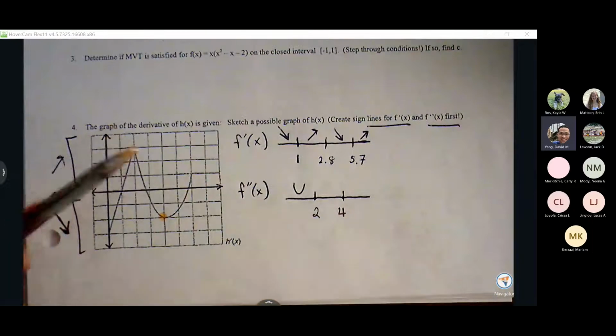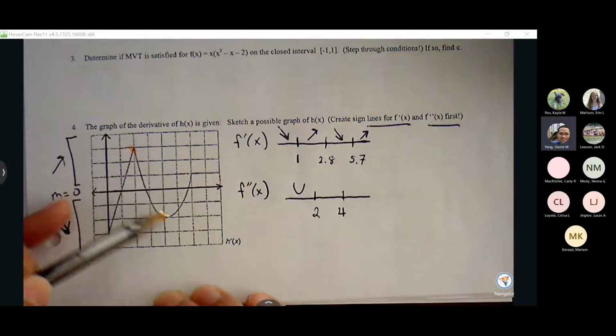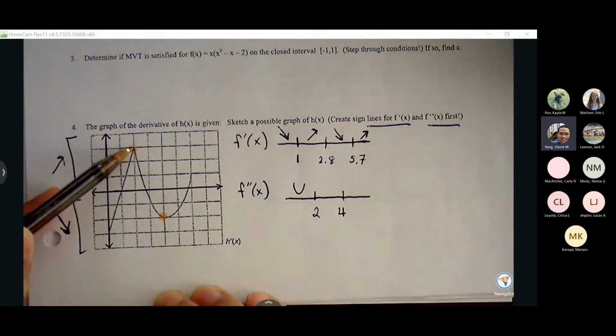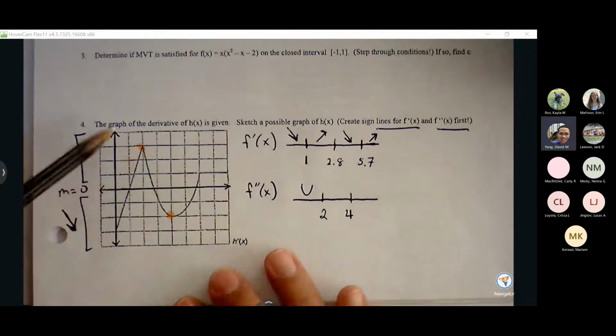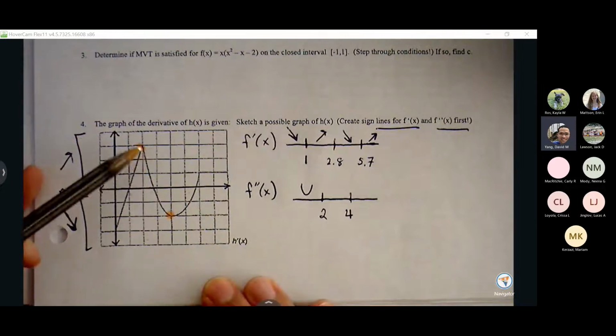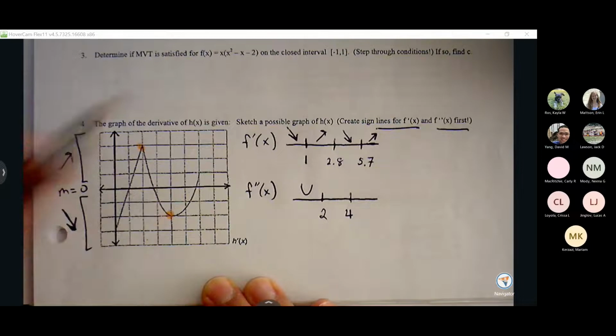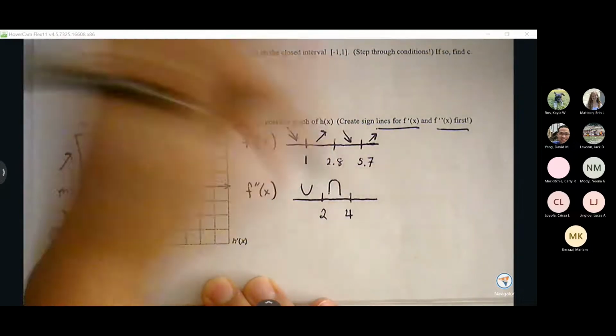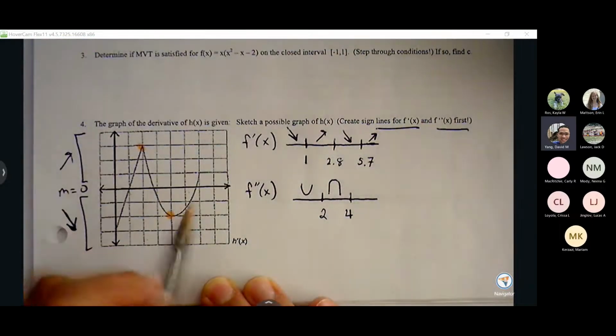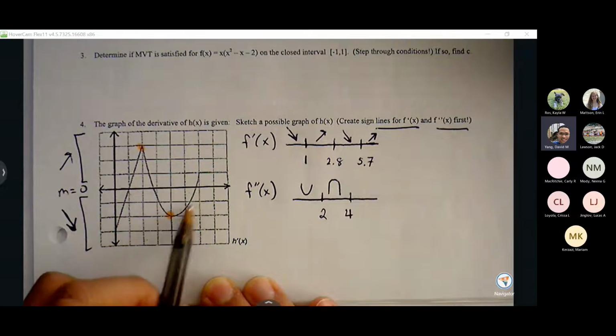Negative slope, this is what a lot of students want to do though. They want to look at this and say, well, this looks like concave up, so I'm going to say concave up. Okay, don't look at the shape of the graph because this is not the original function. Okay, look at the slope. This is a negative slope. Means concave down. Positive slope is concave up.